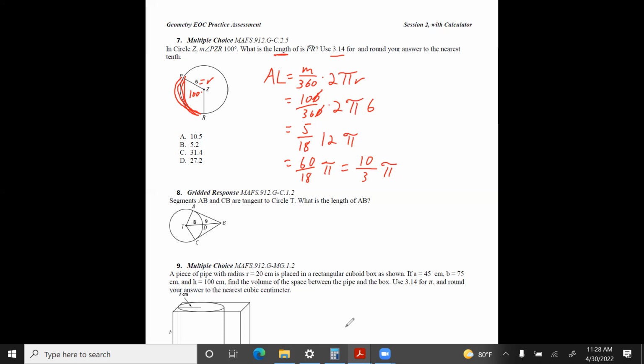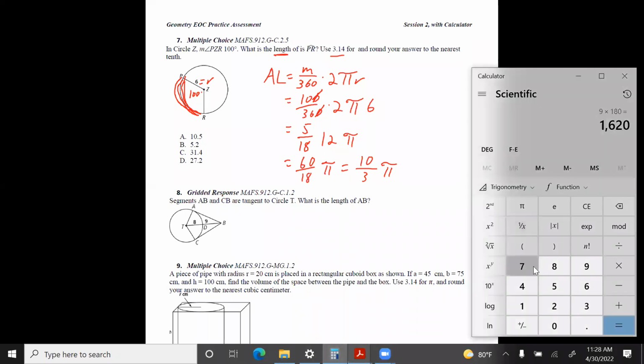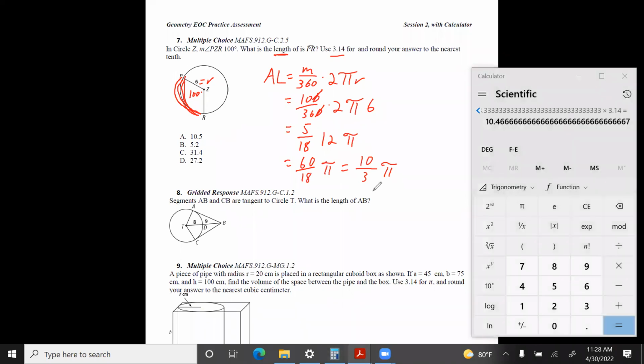This is on the calculator portion, so we could go ahead and multiply this. In fact, if I was thinking earlier, we could have plugged it into the calculator a little bit sooner. But 10 divided by 3 times, I said use 3.14, and it's going to be 10.46. So 10.46, which rounds off to 10.5.